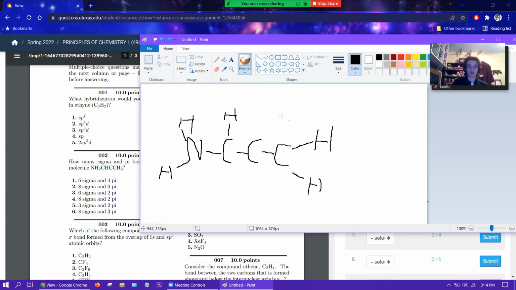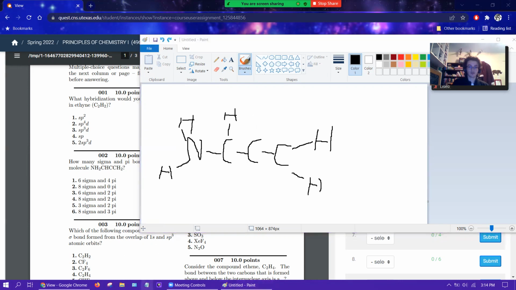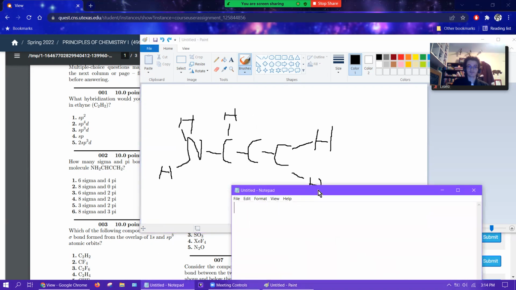I would draw it here, but I cannot draw numbers with it in. Let's pull up a notepad. I don't think that will crash my computer.